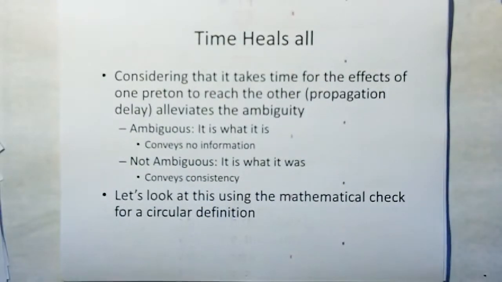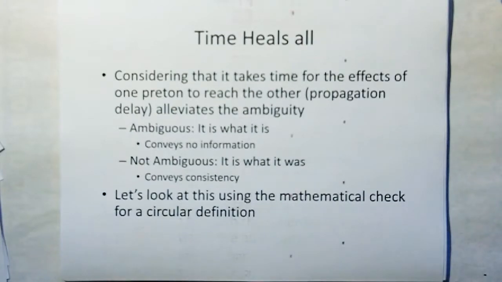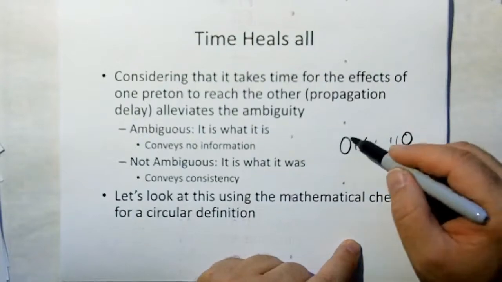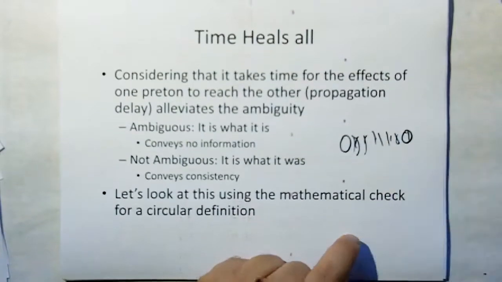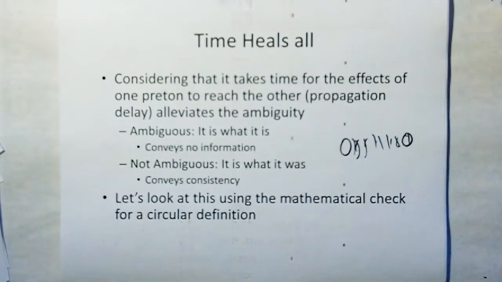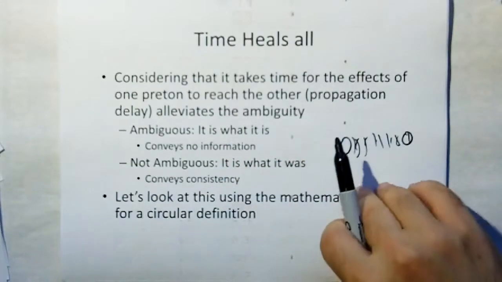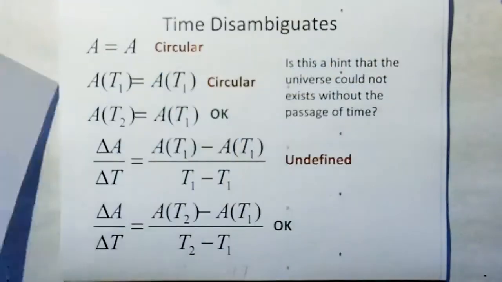But we learn that time heals all. Considering that it takes time for the effects of one proton to reach the other and time for that effect to return, we no longer have an ambiguity. And let's look at the mathematical definition of the circular definition. We can see that we're now no longer in violation.